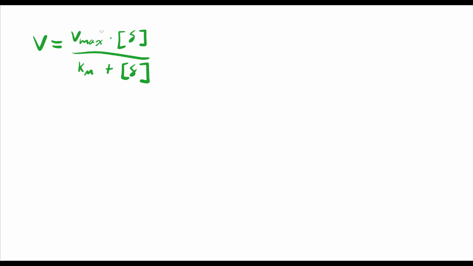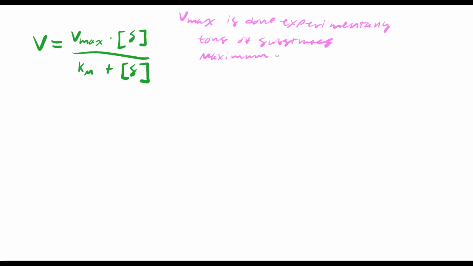So let's just say Vmax is done experimentally. It's usually given to you. So it's like tons of substrate, right? Like the maximum velocity a reaction can go through. Okay, so there we go.